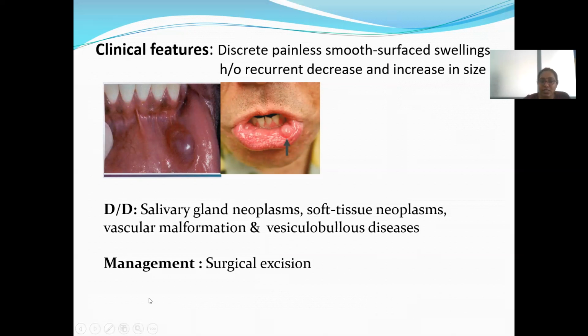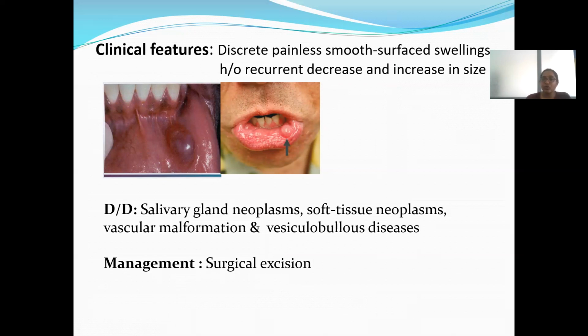In such cases, the only way to manage this is surgical excision. Surgical excision of the mucocele, along with the involved minor salivary gland, has to be done in order to prevent recurrence. Recurrence is very rare when surgery is done appropriately. So that is about the mucocele.